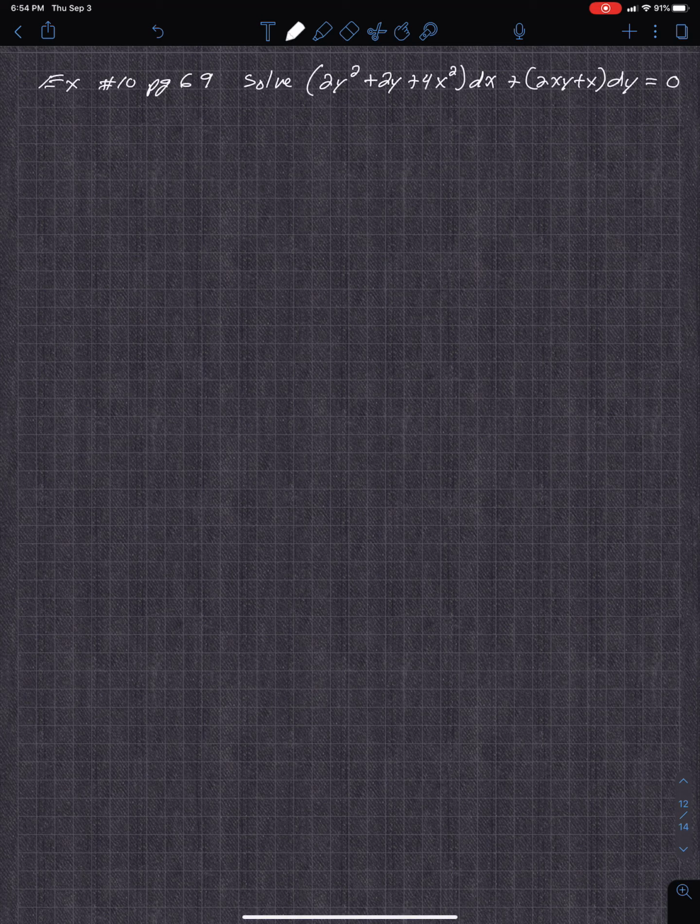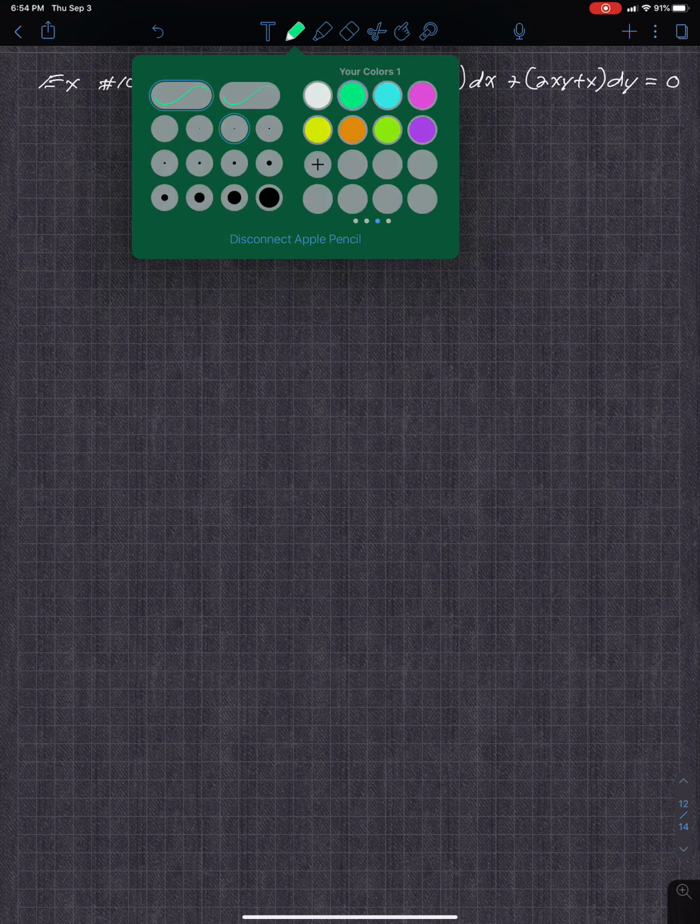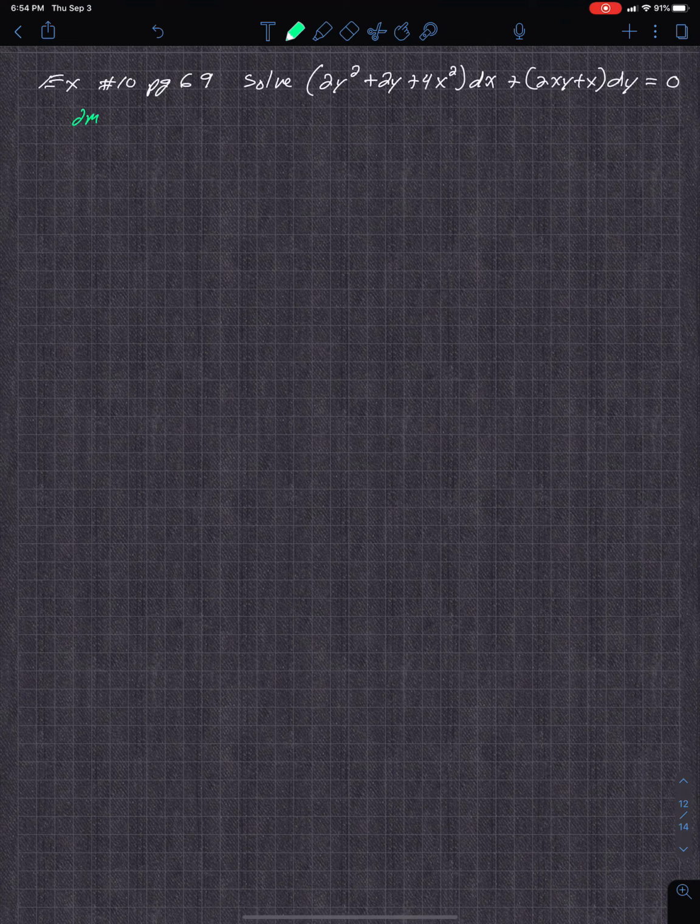So first, linear, no. Separable, no. So you check both of those. And then let's do our partials. Exact, partial m. Let's take a look at partial m with respect to y. That's the partial of all that with respect to y. So it's partial of 2y squared plus 2y plus 4x squared. That's equal to 4y plus 2.